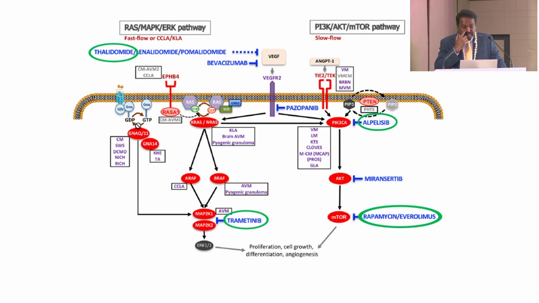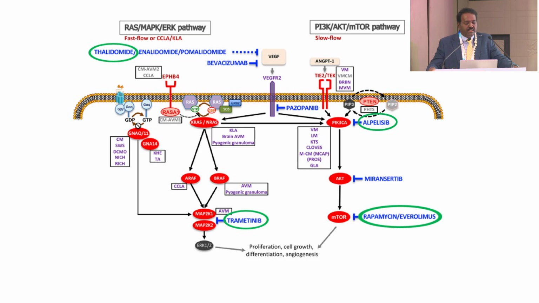This is an interesting slide. So this, again, Dr. Anna will speak on because she's talking on medical management. So there are two pathways. One is the RAS mutation, another one is a PIK3CA mutation. Slow flow malformation generally will be under PIK3CA mutation, and fast flow will be under the RAS mutation.